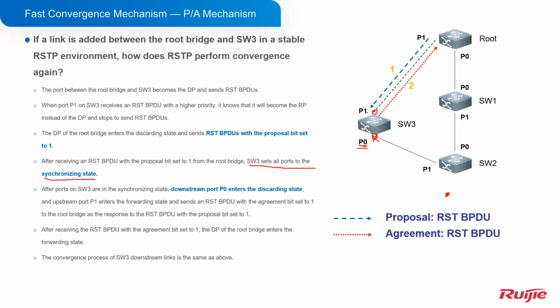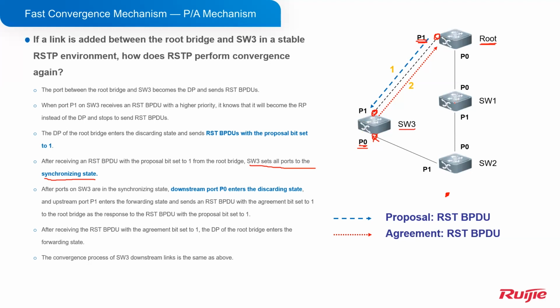After receiving the RSTP BPDU with the agreement bit set to 1, the DP of the root bridge enters the forwarding state. So this port, P1 on the root, will enter the forwarding state. So in a very short term, these 2 ports, P1 on SW3 and P1 on the root, have entered the forwarding state, so they can forward data in a very short term. And for all the downstream devices, they will repeat this process.